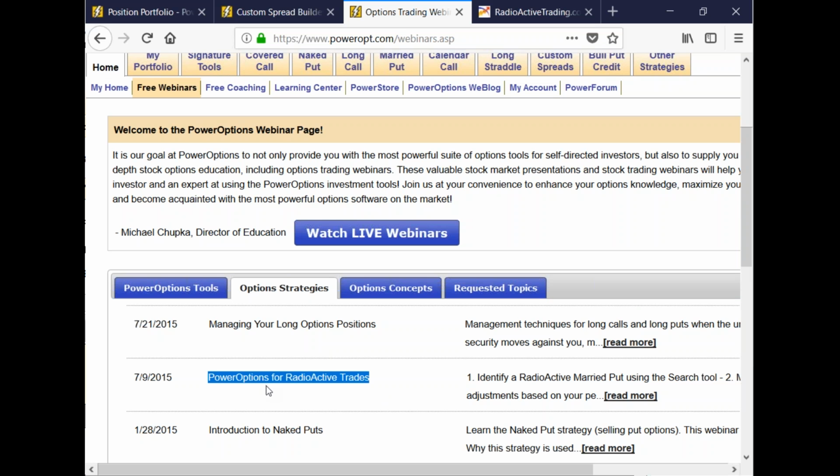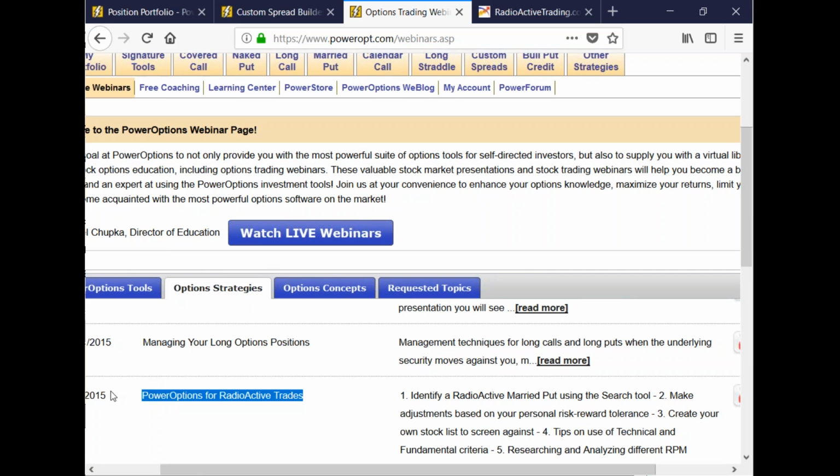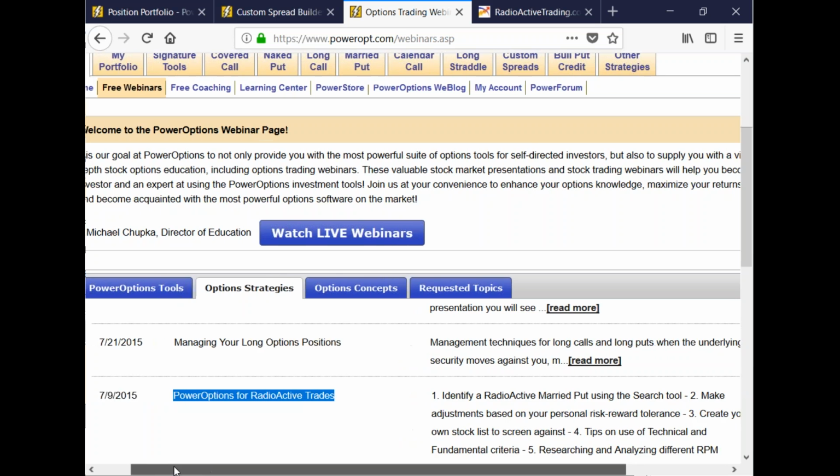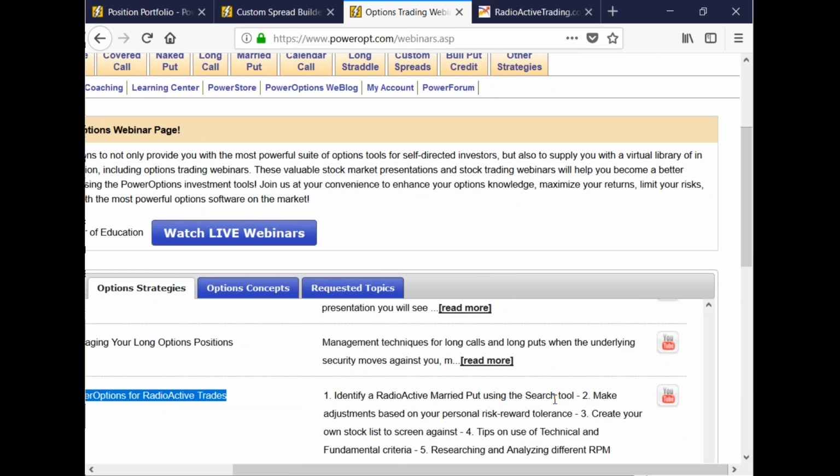Why haven't I updated it? Well, it's because it's the exact same content I would present today. I could redo it, but it'd be the exact same content and the exact same discussion. What this webinar shows, under Option Strategies from July 9th, 2015, Power Options for Radioactive Trades, is how I identify trades using the search tool, why we're using that criteria, and why you don't see more fundamentals and technicals in that default list, because it's already taken into account with the stock lists being used.